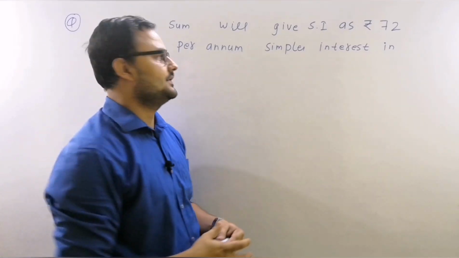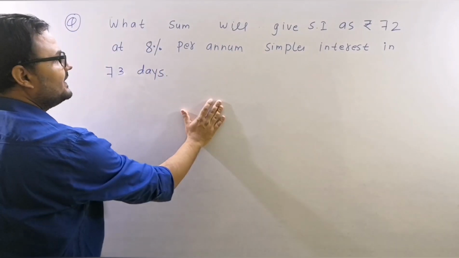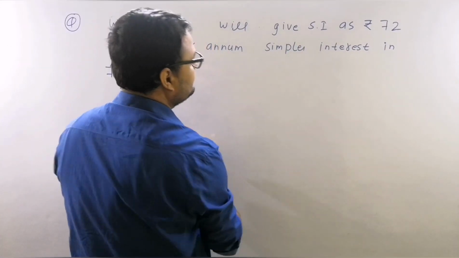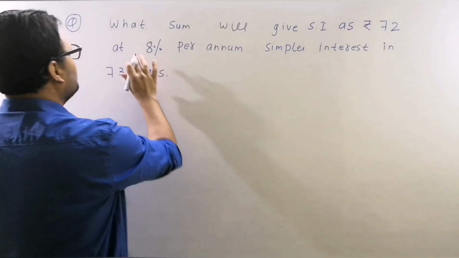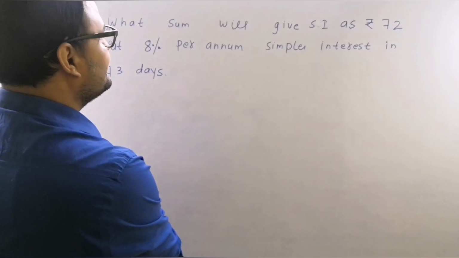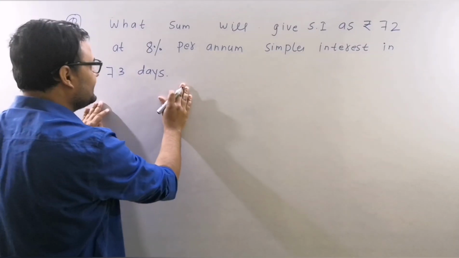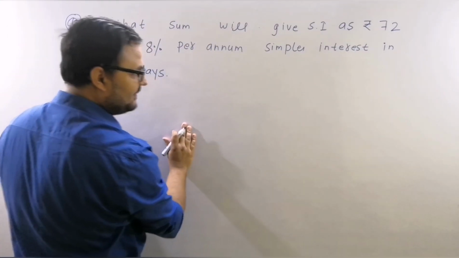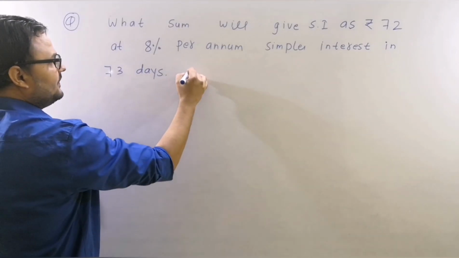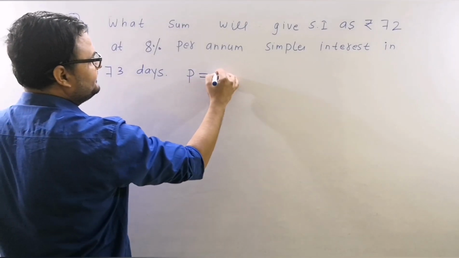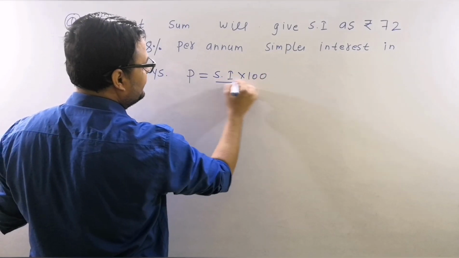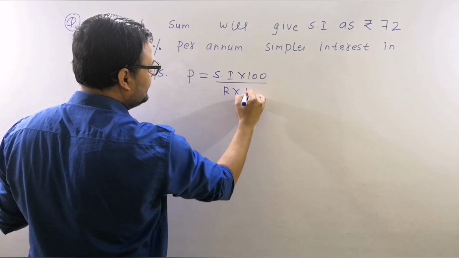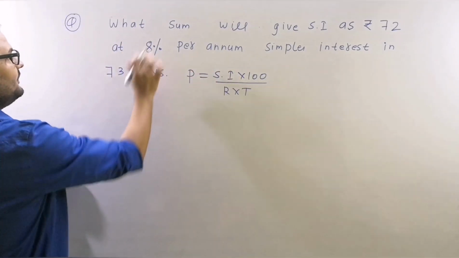Now our next question is: what sum will give SI as 72 rupees at 8% per annum simple interest in 73 days? Sum means the principal amount, which we have to find. Then we know the P formula is SI into 100 divided by rate into time. Now we have to find the P.